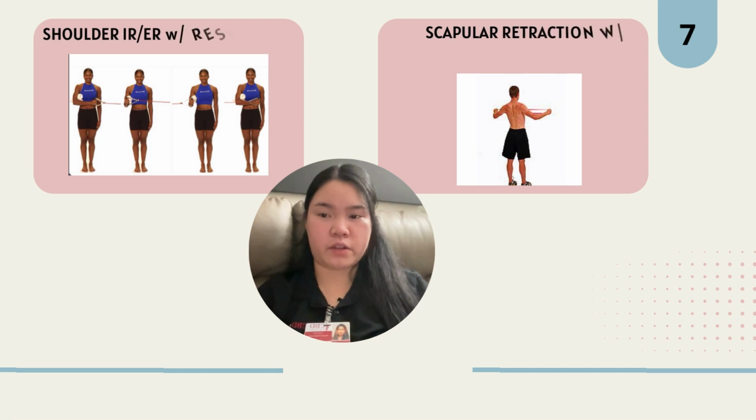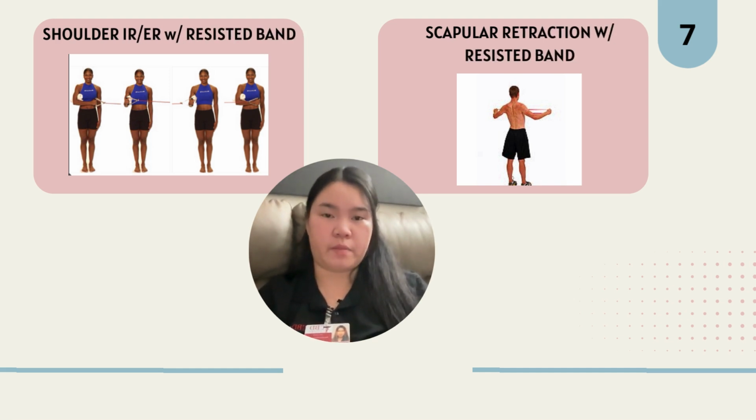Another intervention is shoulder internal and external rotation with resisted bands. This exercise helps balance the rotator cuff muscles for shoulder stability, and it also helps improve your posture. It targets your infraspinatus muscle, which we need to strengthen in order to improve overhead lifting and reaching.